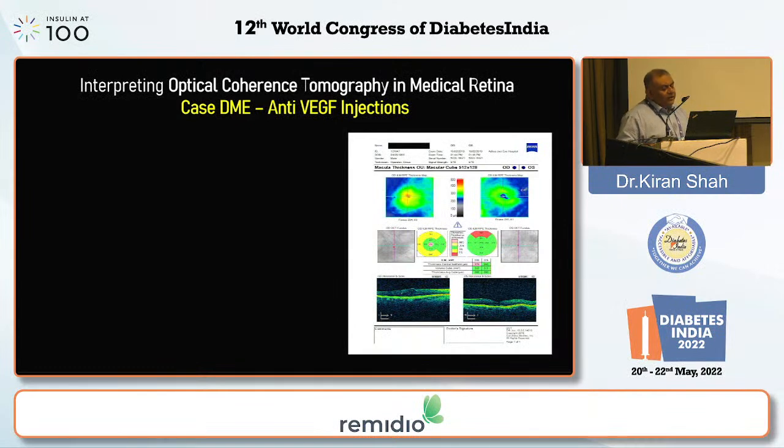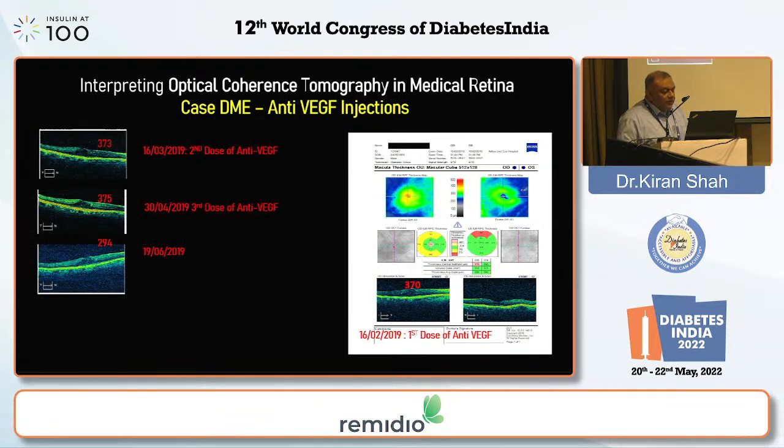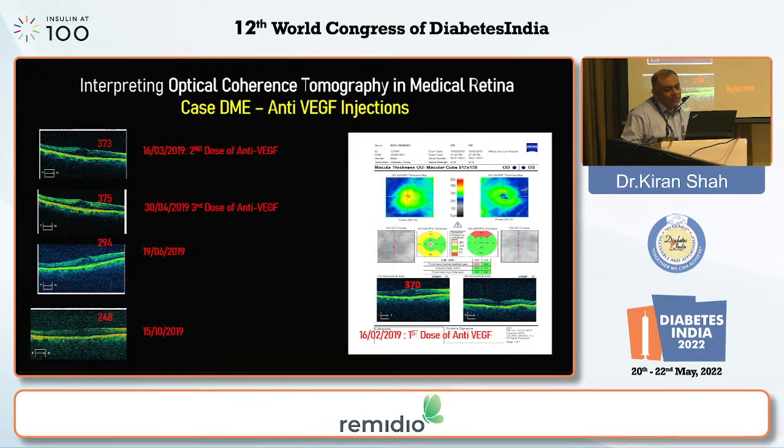Apart from diagnosing diabetic macular edema or various changes in diabetes, OCT is also used to understand which patient needs anti-VEGF injections, to monitor the injections, whether the retina is settling down, or whether the normal foveal depression is coming back. Here the thickness was around 370 when the first dose of anti-VEGF was given, and you can see the patient was subsequently monitored. The patient got 3 anti-VEGF injections, and finally in 8 months the retina is completely settled. So we use the OCT scan to monitor, not just to screen for diabetic macular edema.